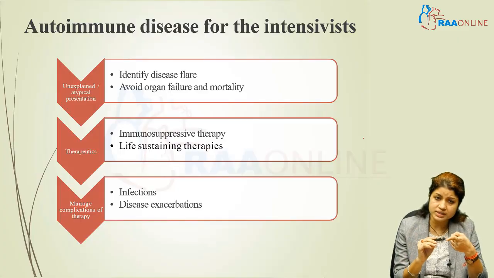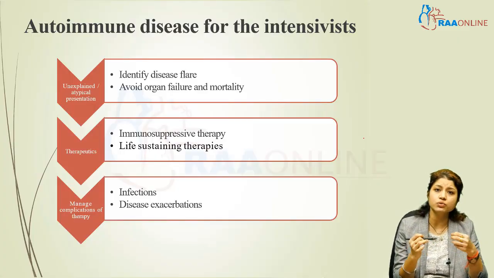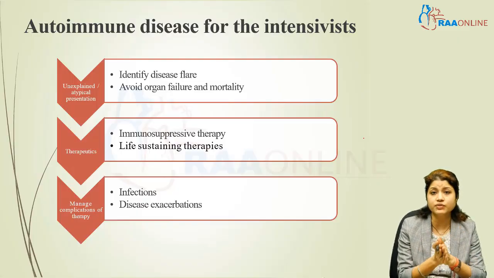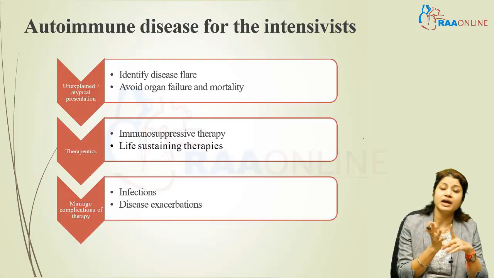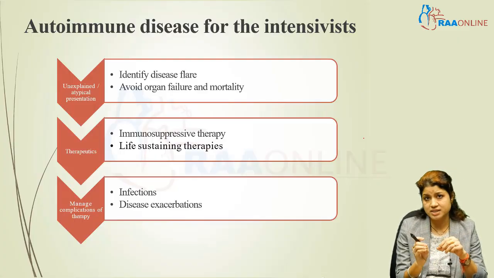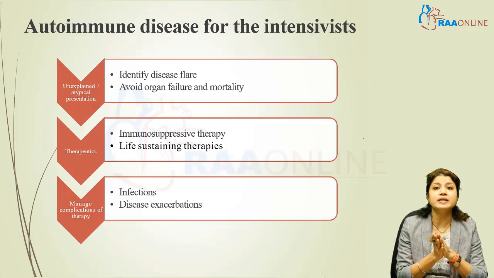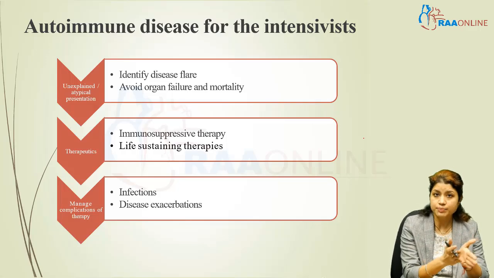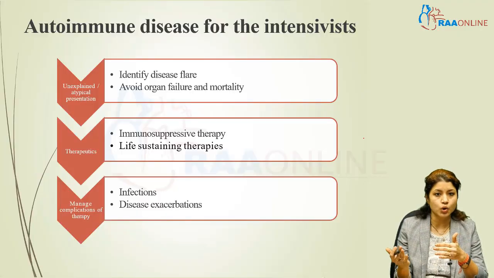So an autoimmune disease patient is always presenting in an atypical way. In that atypical presentation, you have to identify a disease flare and avoid organ failure and mortality. Most autoimmune crises which present to us in the ICU land up in organ failure. So just giving organ support does not help them much more than treating their root cause.